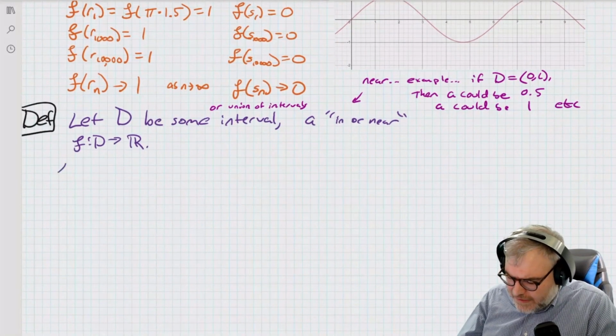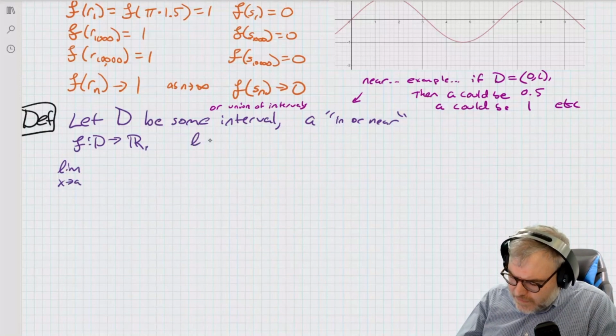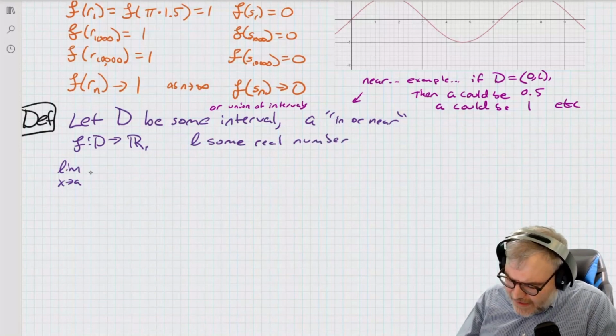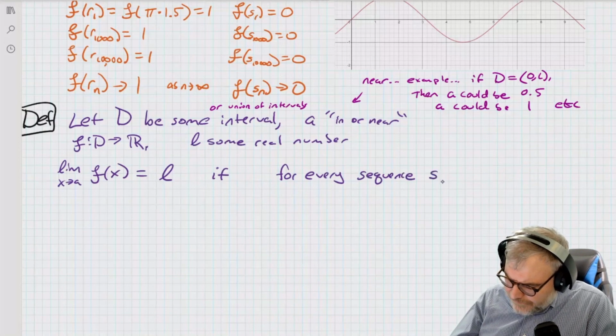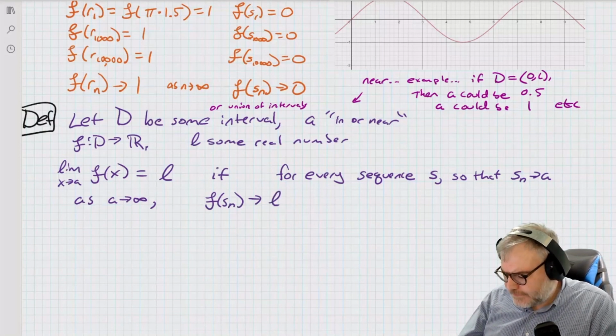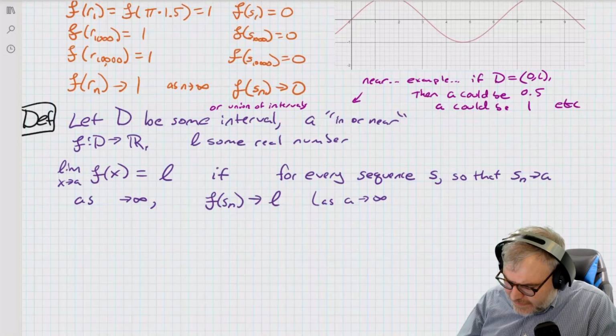So here's our definition. The limit as x goes to A of f of x equals L, some real number, if for every sequence S so that Sn goes to A as n goes to infinity, f of Sn goes to L. This should not be an A, this should be an N. Sorry about that.